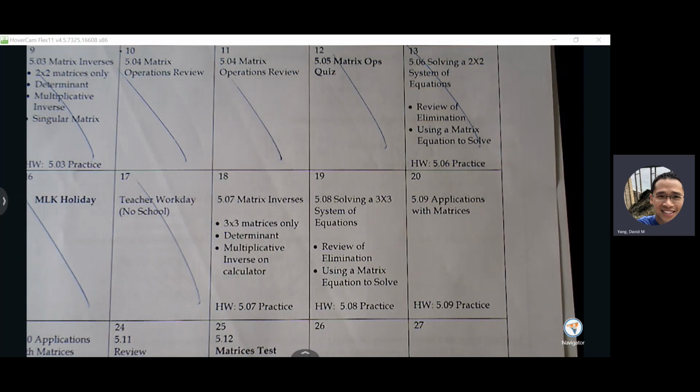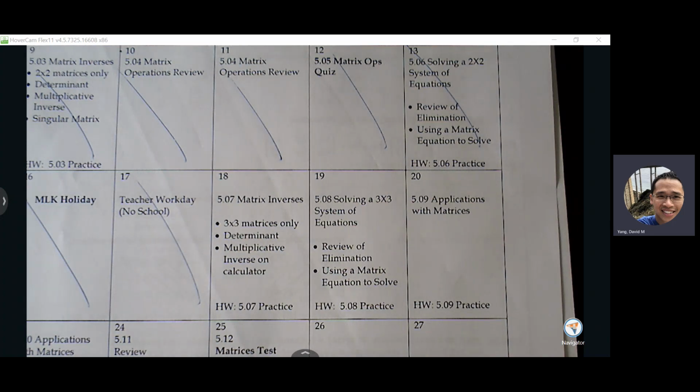Let me talk a bit about what we have left before our matrices test. So we talked about, so far, how to add, subtract, multiply, inverse matrices, and also solving matrix equations using matrices. I'll go through a quick example of what we did last Friday before we left for break. But today we're going to be talking about 3x3 matrices.